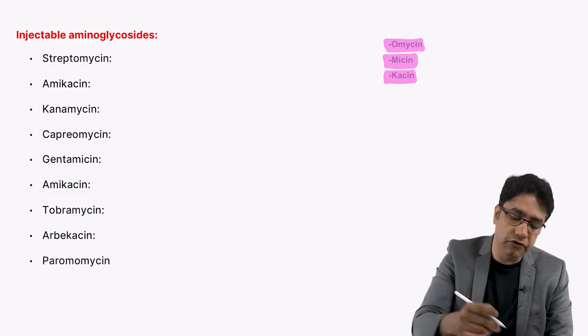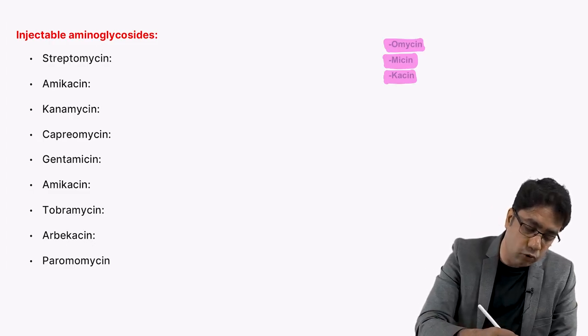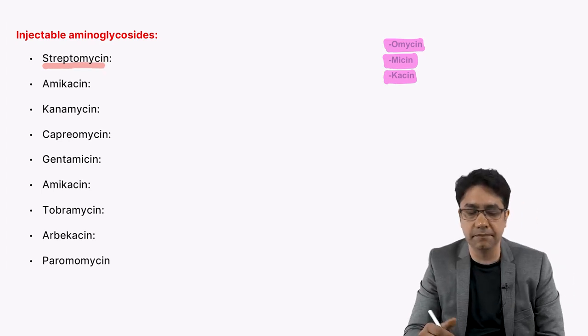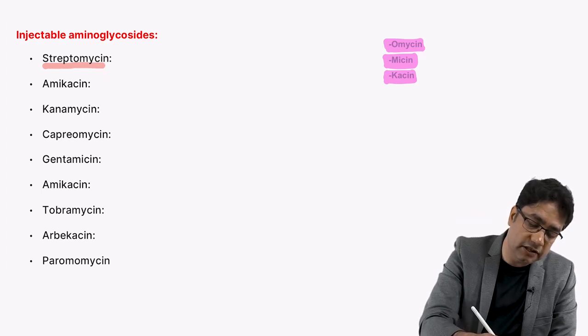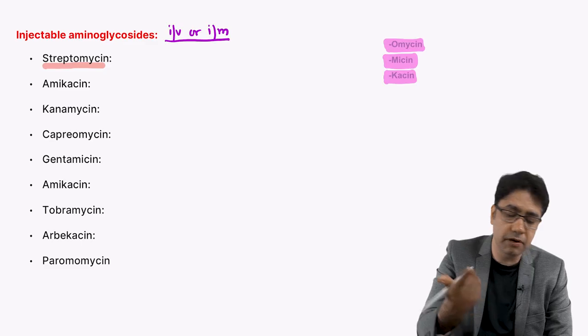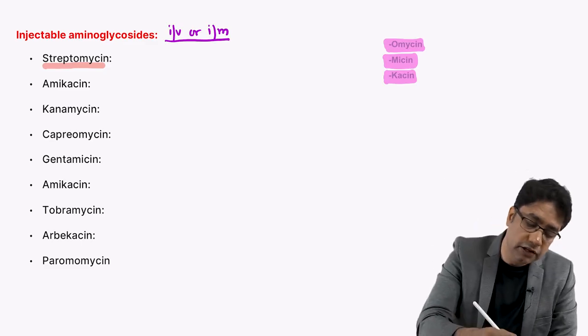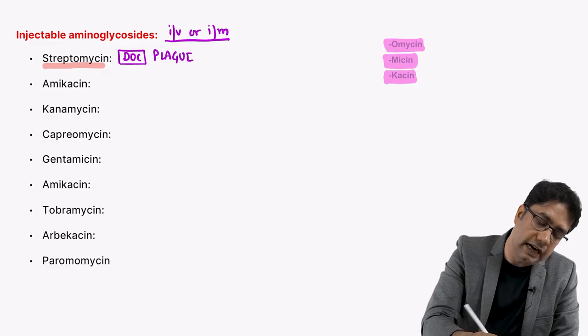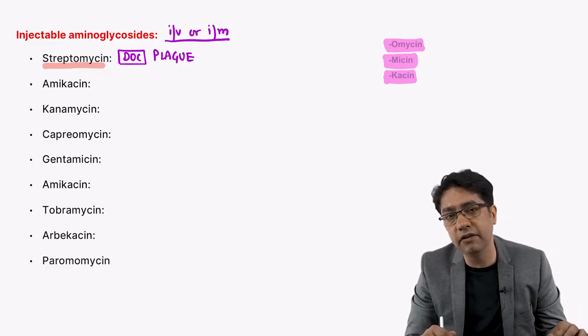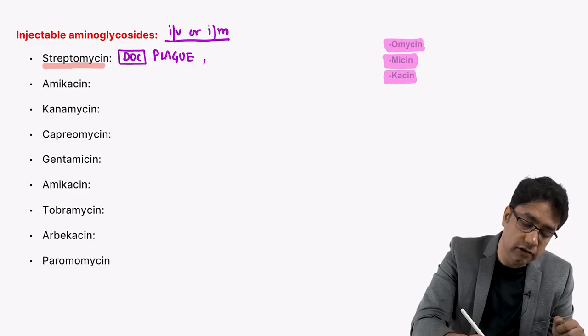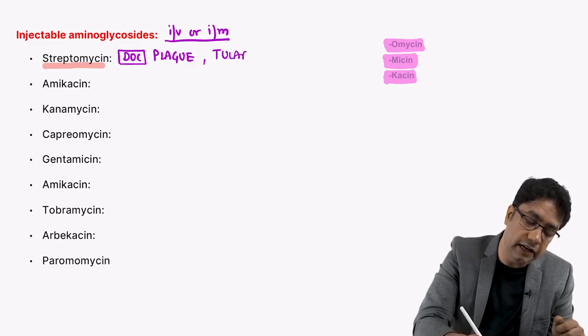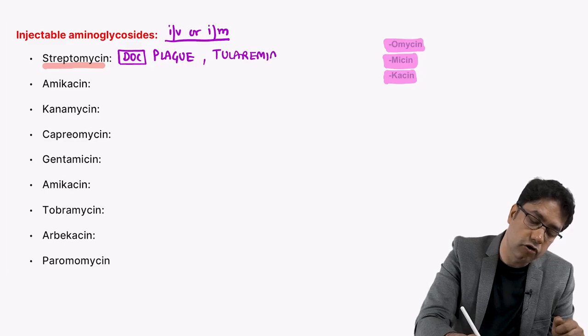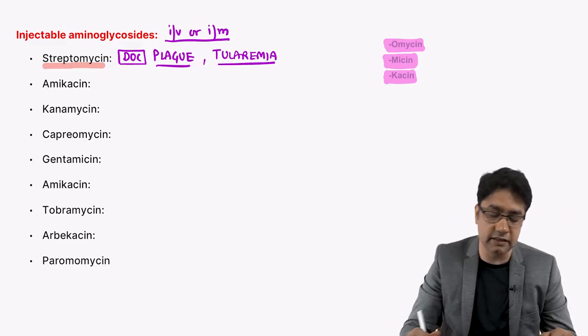So let's talk about first very important drug, the oldest one, streptomycin. So streptomycin and these drugs, they are either given intravenously or intramuscularly because they are not absorbed orally. Streptomycin, it is the drug of choice for plague treatment. And we discussed for prevention of plague, we were giving doxycycline. It is also the drug of choice for tularemia infection caused by Francisella tularensis.